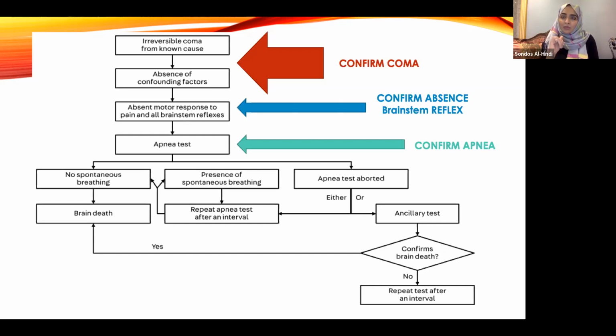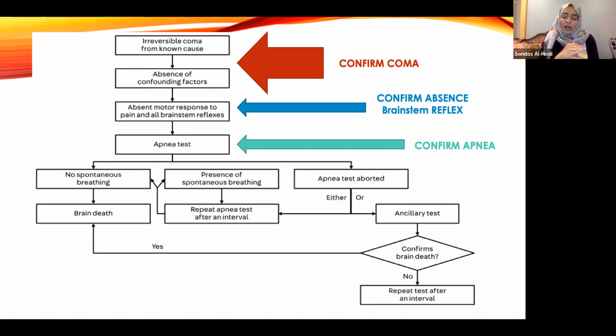The gag reflex, people sometimes do. Sometimes people skip it if the patient is intubated, or just rely on moving the tube. Sometimes you do deep suctioning to make sure that you don't have any reflex left. Most often what people don't do is the caloric test.